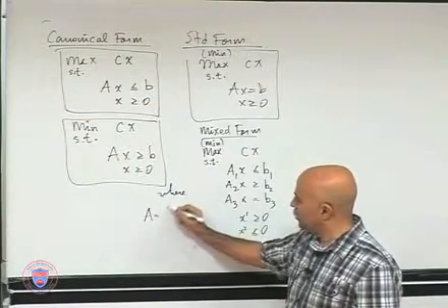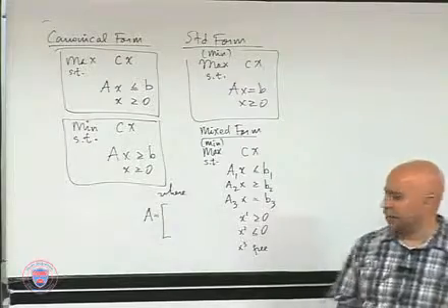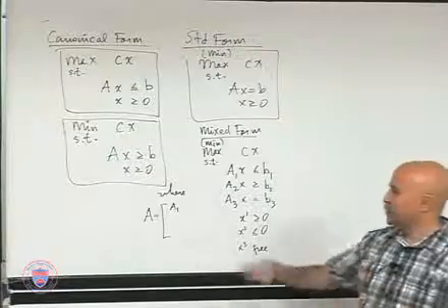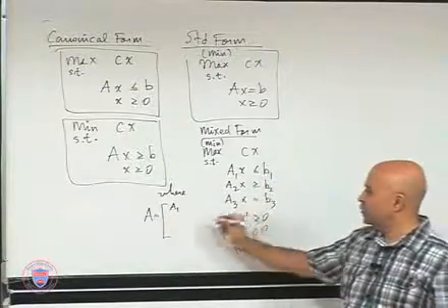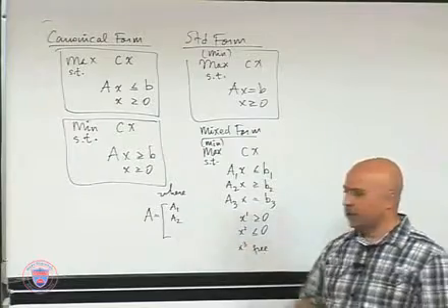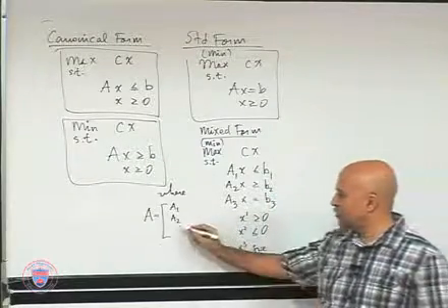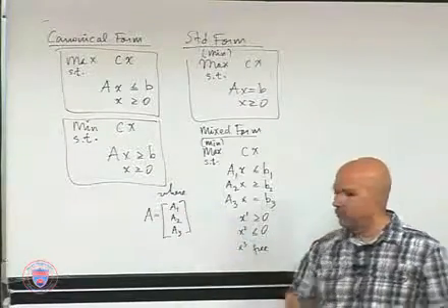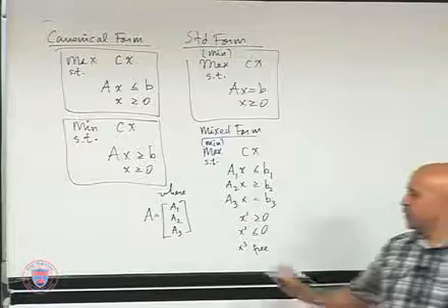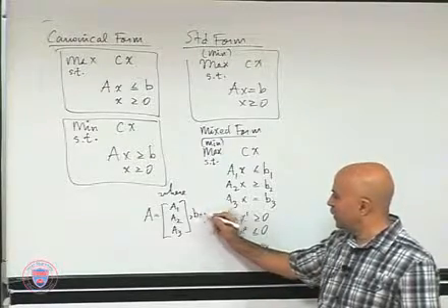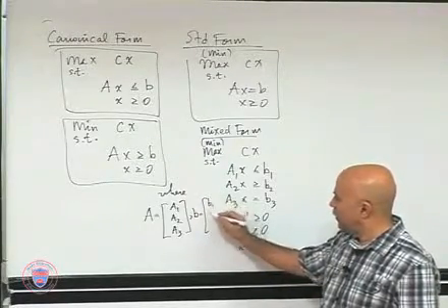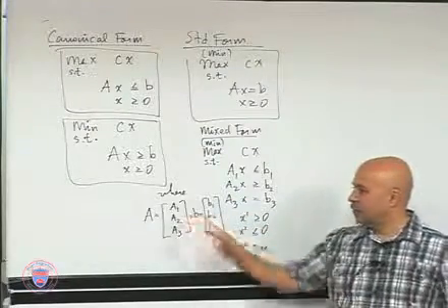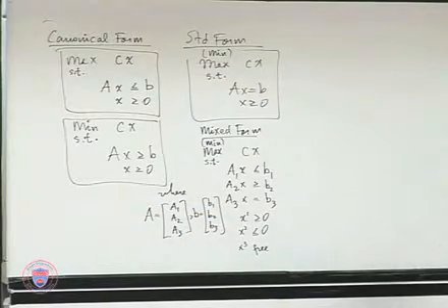A is partitioned with row exchanges as necessary, so that a number of rows at the top correspond to less than or equal to type constraints. The rows in the middle correspond to greater or equal constraints, and rows at the bottom correspond to equality constraints. Okay? And of course, B is partitioned similarly with vectors b1, b2, b3 having the same number of rows as a1, a2, a3 respectively.